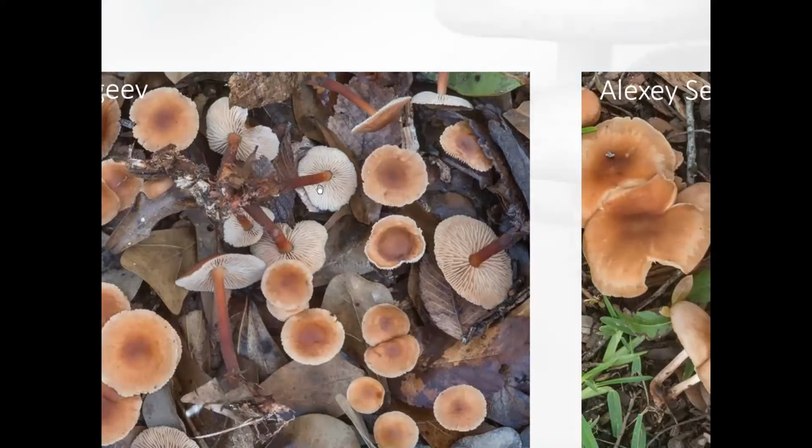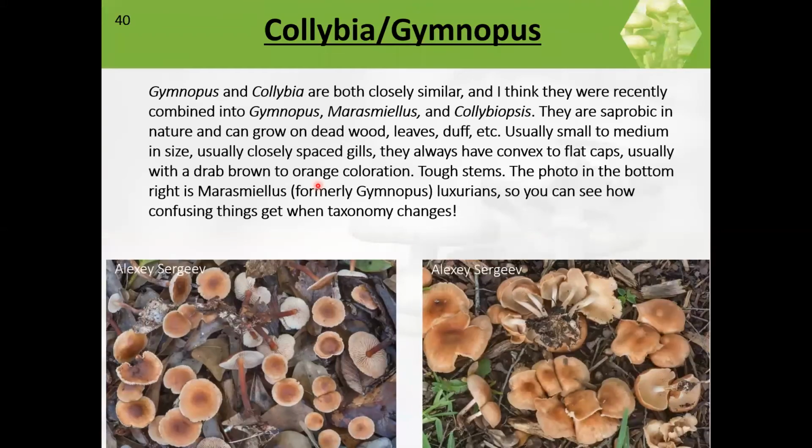And like I said, whenever you look at the gill spacing, you want to make sure, is it close? Is it distant? Is it far apart? These are all telltale characteristics to look for. Let me see if I can, yeah, there we go.